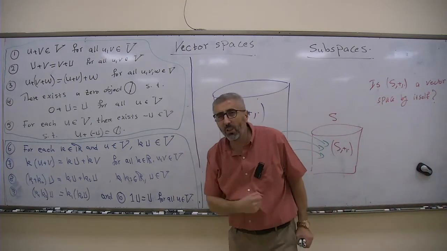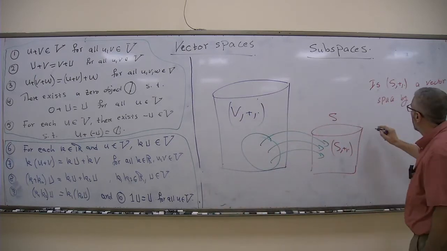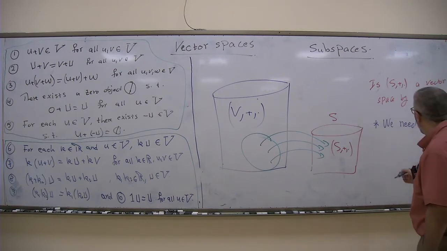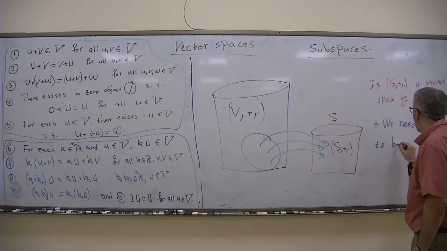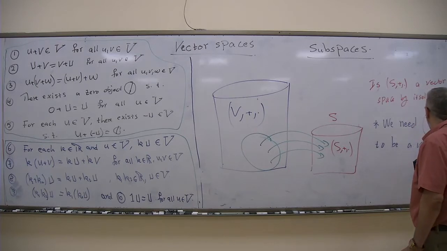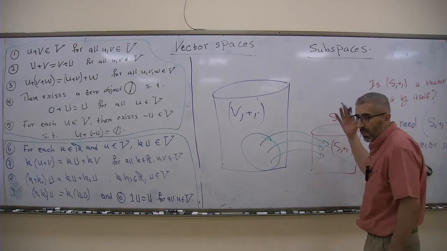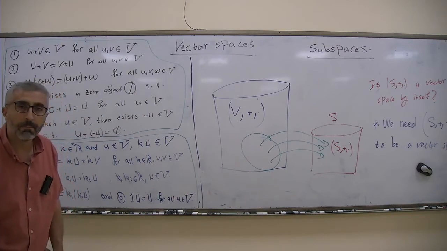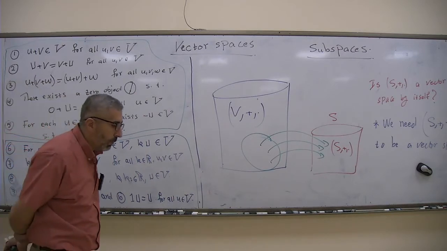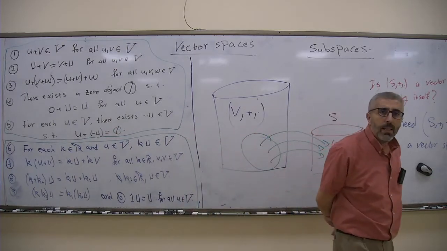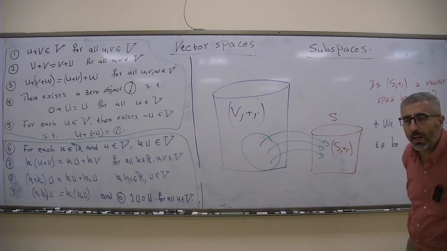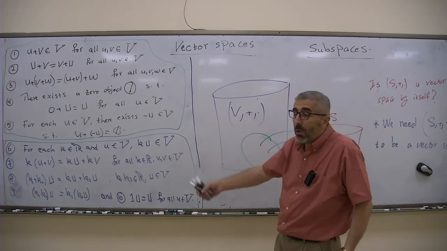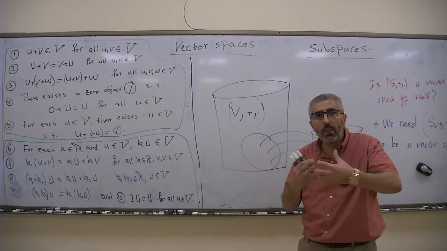Should I check all those 10 conditions? We need S, with those two operations, to be a vector space. We are not interested in something that is not a vector space. Okay? So what we take, we want to guarantee it is a vector space. Okay? So in that case, what should we do? Well, let us go over those 10 conditions one by one and see which one do we need to check and which one is going to be inherited. Some of those are going to be inherited. We are going to get them free of charge.